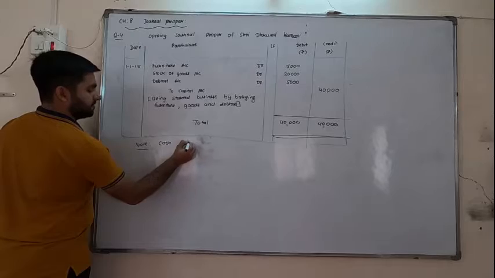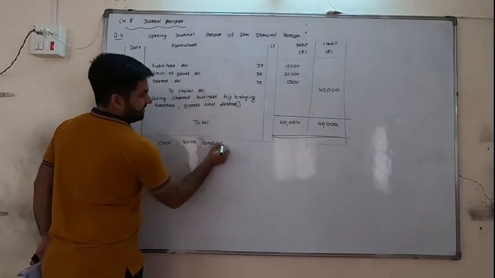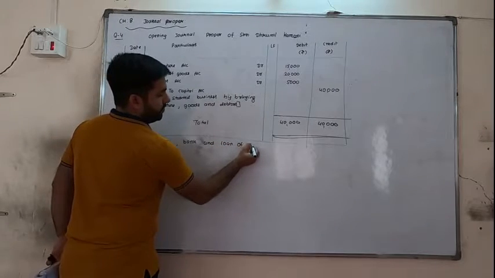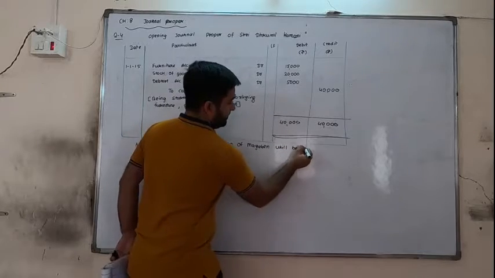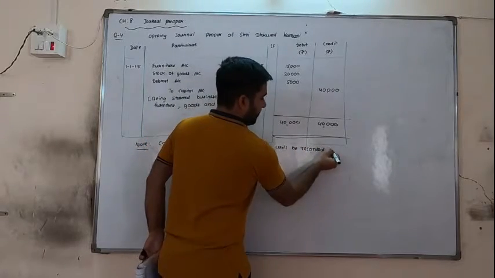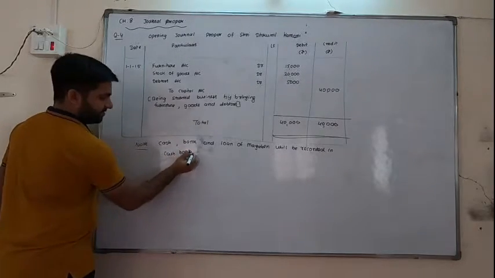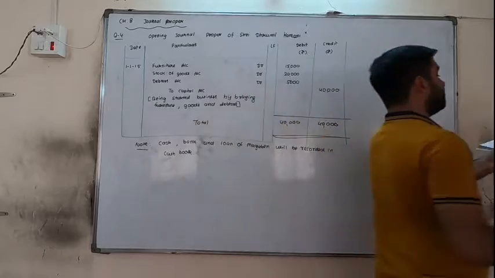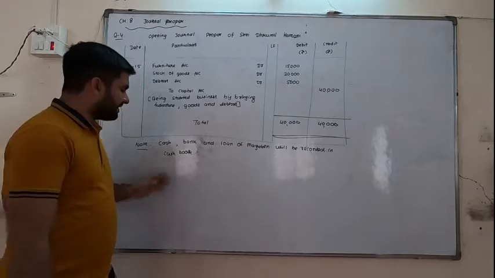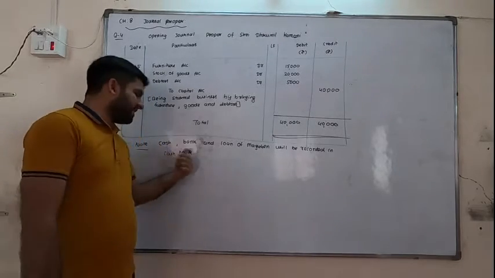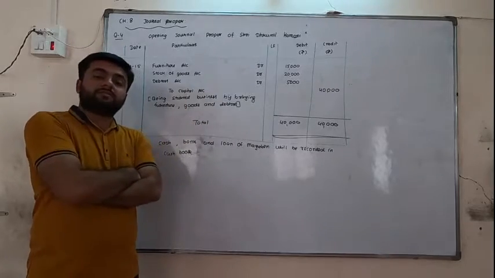Now a note. Cash, bank, and loan of Mayabin will be recorded in the cash book. Still many of you have a doubt. You all have understood that in the columnar cash book we have cash and bank columns, so related transactions are recorded there. Then why are we not recording the loan here?